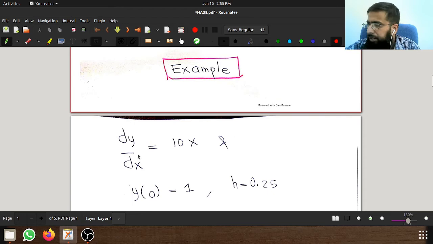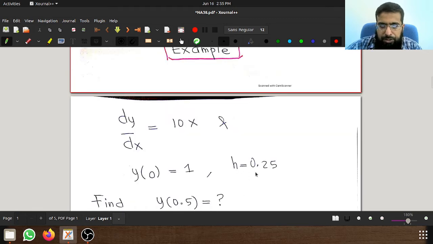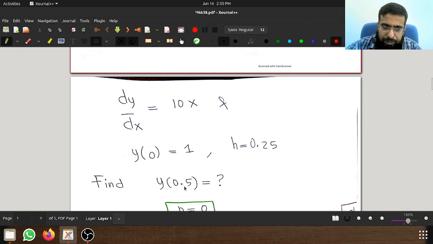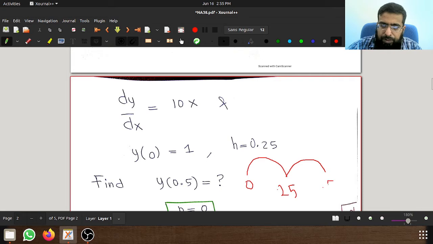So here is an example. We are given dy by dx is equal to 10x, and the initial condition y of 0 is equal to 1, and we are also given the step size h is 0.25. We need to find the value of y at x is equal to 0.5. This means that we'll start from 0. We'll take the first step, and the step size would be 0.25, so that would take us to 0.25, and then we will take another jump and reach the desired value of x, 0.5, for which we have to calculate y. So in this case we'll have to make 2 jumps.